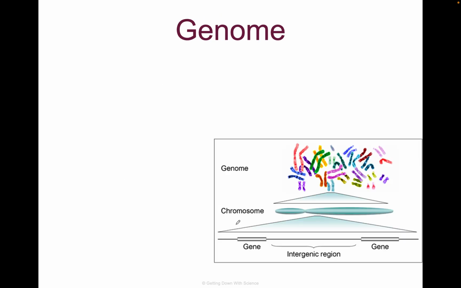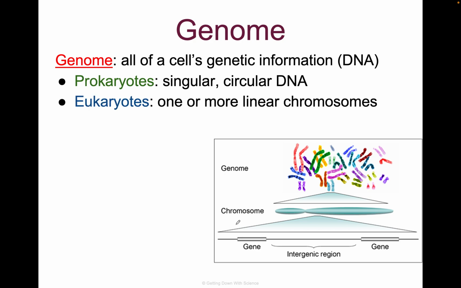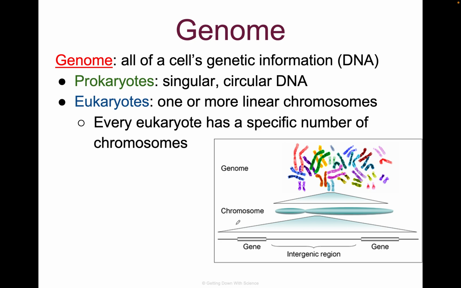Great. So genomes. A genome is all of a cell's genetic information. So it's all the DNA. In prokaryotes, it's a single circular DNA. You guys know this from Unit 2. In eukaryotes, it's one or more linear chromosomes. Humans have 23 pairs. We have 46 chromosomes. Every eukaryote has a specific number of chromosomes. Humans have 46, but chimps have 48. Elephants have 56, right? The one thing I can tell you is that it's always even numbers because chromosomes are paired up.